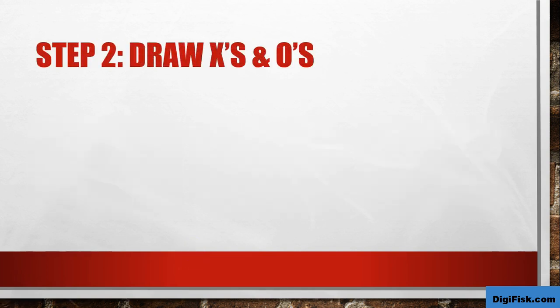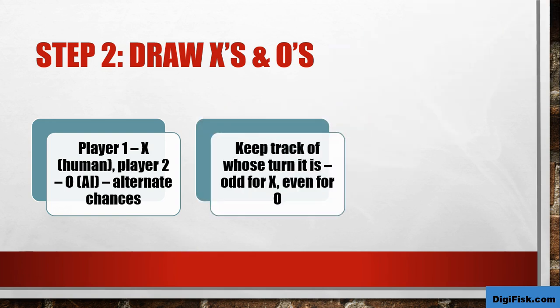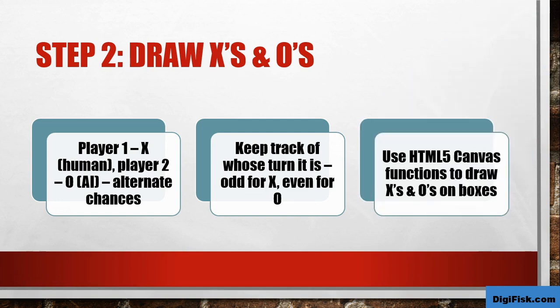The second step is drawing the X's and the O's. Player 1 is X and player 2 is O, as you already know. The 2 players' turns alternate in the game. We keep track of whose turn it is by incrementing a variable called turn every time a player plays. The odd turns are for player X and the even turns are for player O. Then, based on whose turn it is, we use the HTML5 canvas functions to draw the X's and O's on the boxes. So that's step 2.